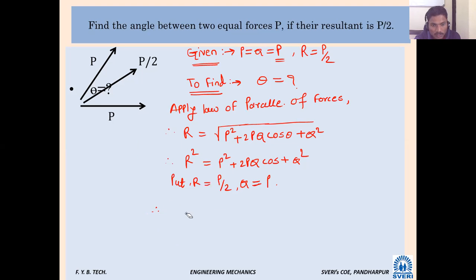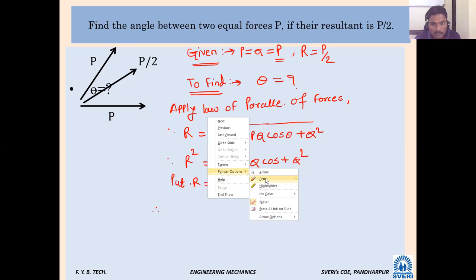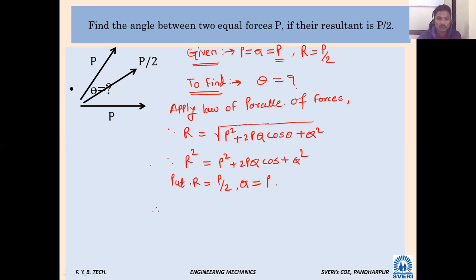So I will do something like this. Simplification. There is no actually mathematics here, no mechanics, I will say. So what is the value of R? P by 2. So (P by 2) square equals P square plus 2 into P into Q. Value of Q is P.